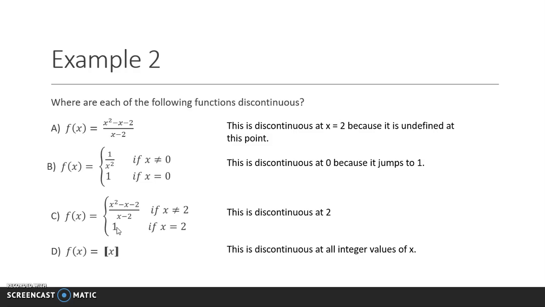In part D, this is the greatest integer function. This is discontinuous at all integer values because it's where it steps, where it jumps to the next value. So at all integer values, at 1, at 2, at 3, at 4, or 0, -1, -2, -3, all of those are discontinuities in this graph. So let's take a look at the different types of discontinuity.